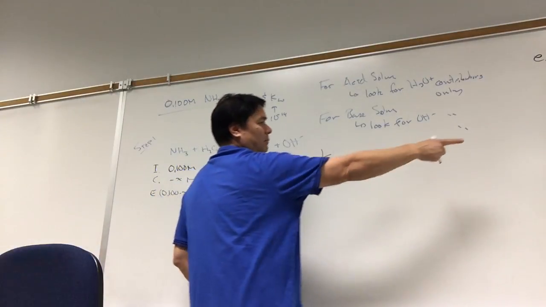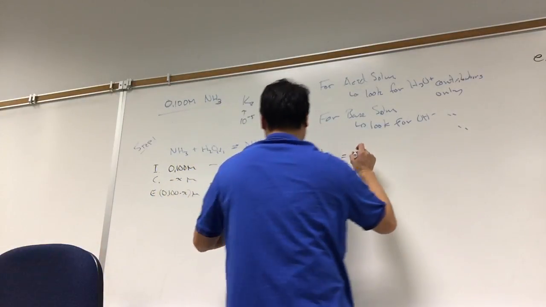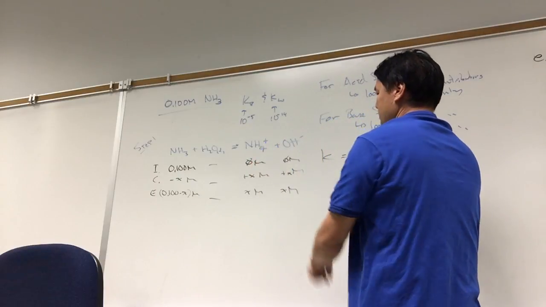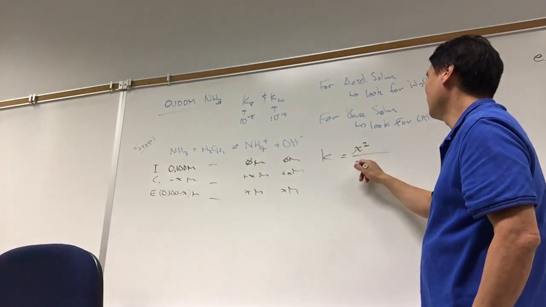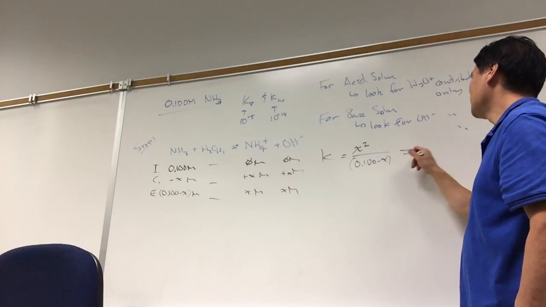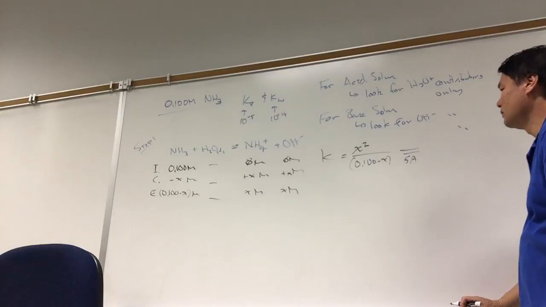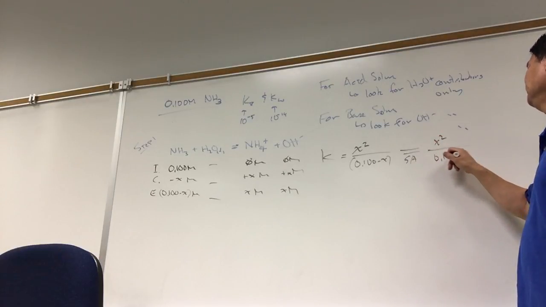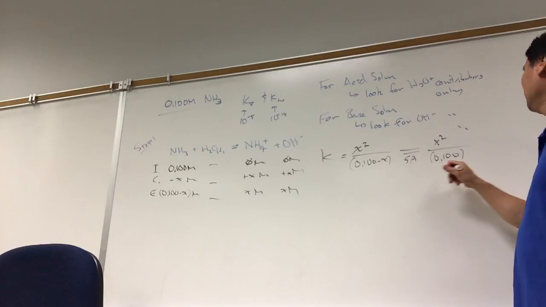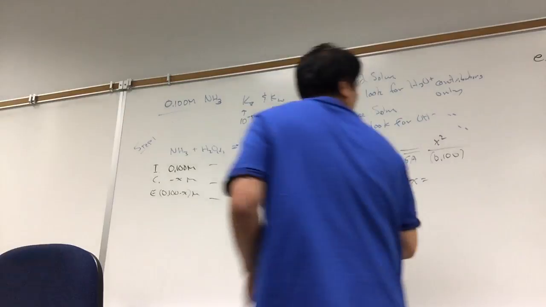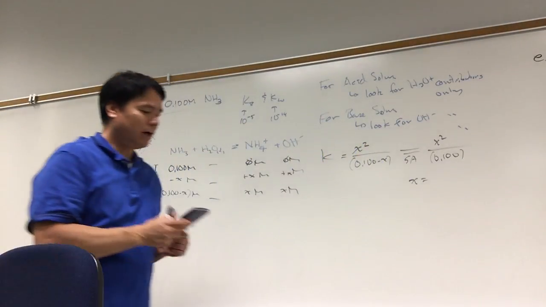We plug this into the Kb expression over there. The ammonium concentration is X. The hydroxide ion concentration is X. So that gives us X squared on the top divided by 0.100 minus X on the bottom. Then we just try the simplifying assumption and see if it works. So it's X squared over 0.100, which means that X is equal to the square root of 1.8 times 10 to the minus 5.